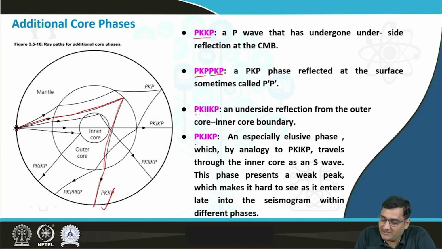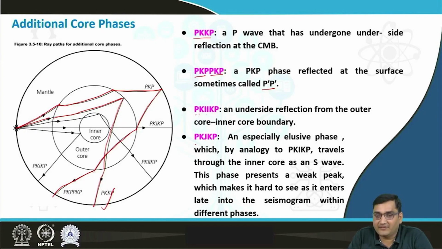Likewise, there are the PKPPKP phases. This is the PKPPKP phase. You can see that this phase is traveling as P here, then as K, and then again as P, and then reflection from the mantle and crust boundary, and then it travels as P, then again K, and then P. So this is your PKPPKP phase. It is also known as P prime P prime phase, which is written here.